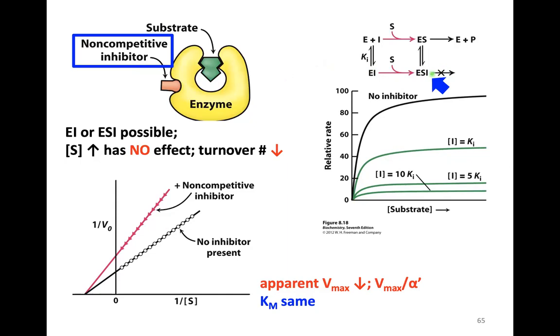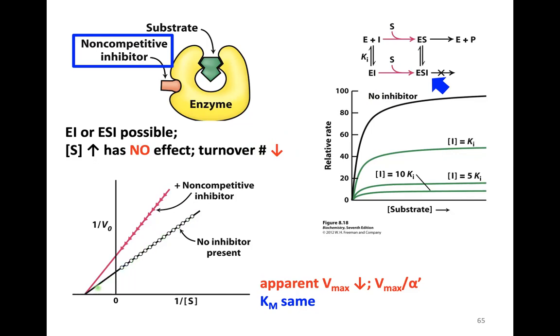So as we saw with uncompetitive inhibition, swamping the system out with excess substrate has zero effect. But what is happening is, because we're pulling away effectively the enzyme concentration, the turnover number decreases. So that is a hallmark of this type of inhibition.